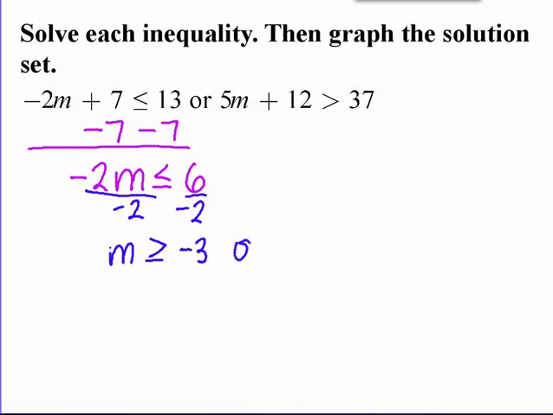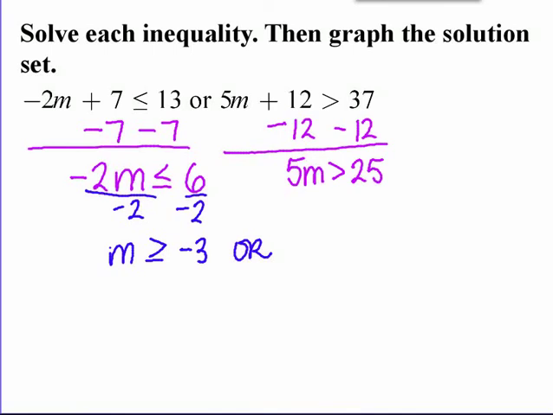Or, let's solve this one. What do you have to do here? Subtract 12. So I end up getting 5m to be greater than 25. Divide by 5. I get m to be greater than 5. So now I need to think about that. m is greater than or equal to -3, or m is greater than 5.